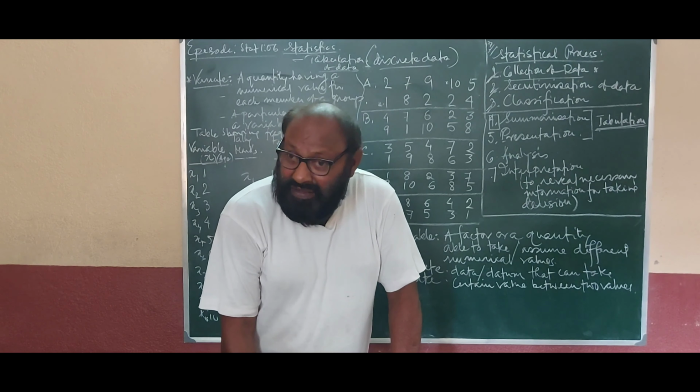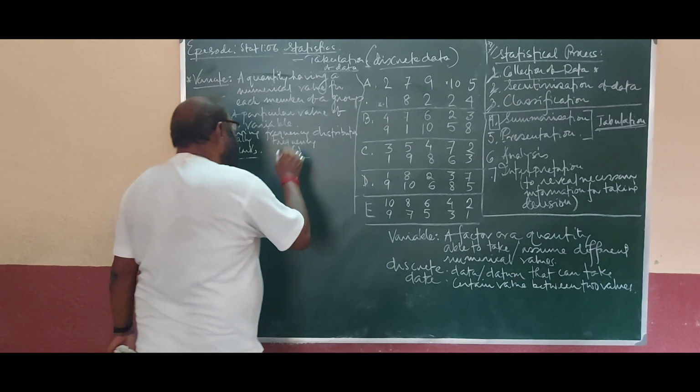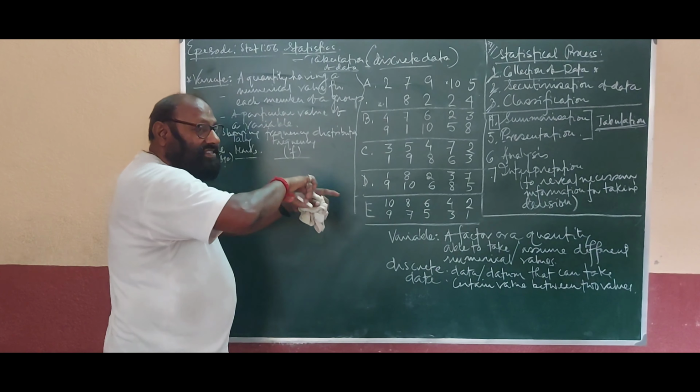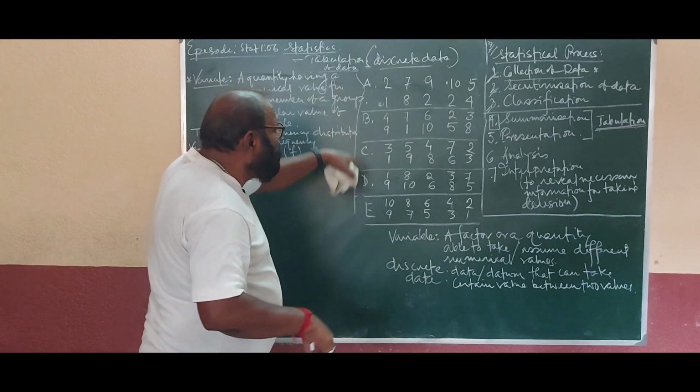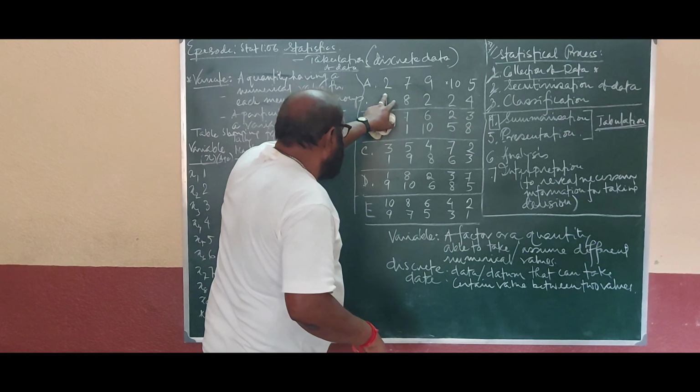So these are the variables. Age is our factor, our quantity, designated as x, and it takes different values. Now I am going to summarize. How would I summarize? I am summarizing in this way.